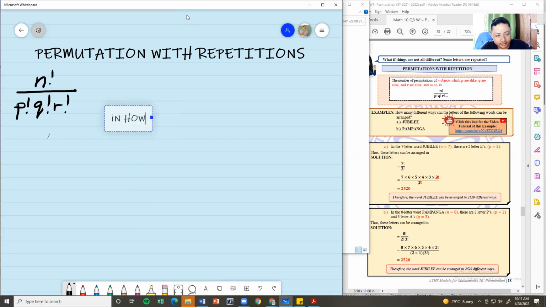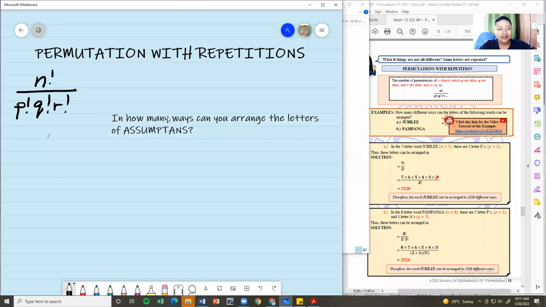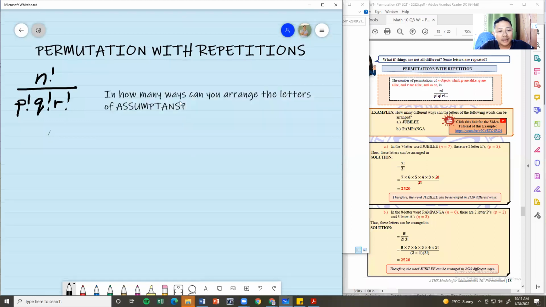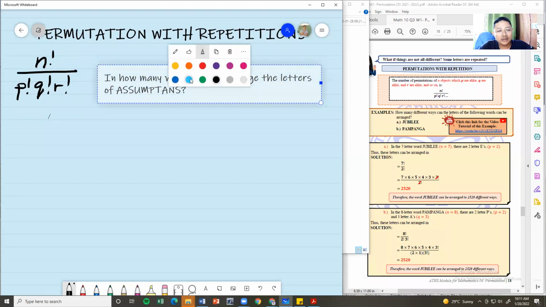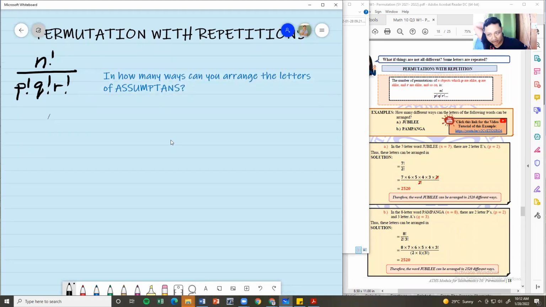In how many ways can you arrange the letters of assumptans? Assumptans, just to make it cute, so that we have more letters. In how many ways can you arrange the letters of assumptans?